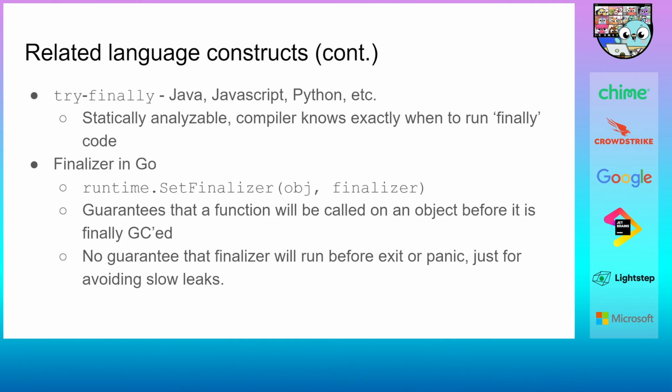So in some sense, it's similar to RAII in C++, where it's guaranteed that the destructor of an object will be called before the object is deallocated at the end of the block. But remember, there's no guarantee on when an object in Go will be garbage collected. There's definitely no guarantee that an object will be garbage collected before the program exits or if there's a panic. So finalizers in Go are rarely used and are only for cases where we want to prevent slow leaks of resources that are tied to long-lived garbage collected objects.